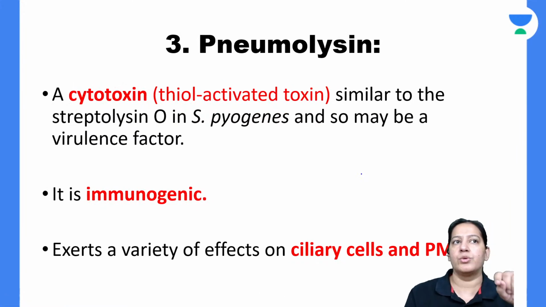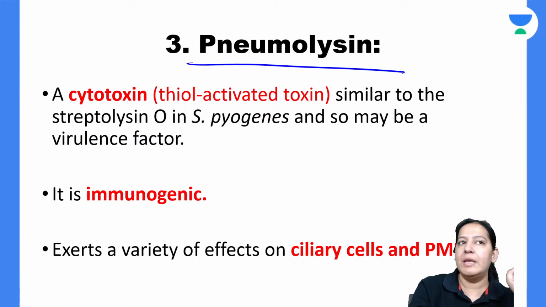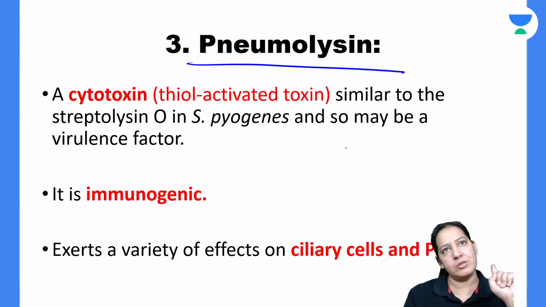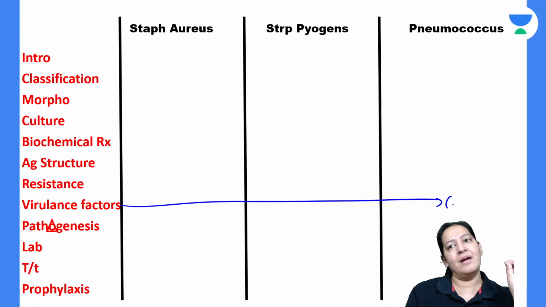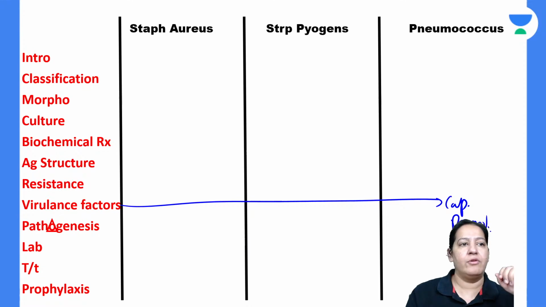There is a toxin also. The name of the toxin is Pneumolysin. It is also required for causing disease, right? So in the virulence factors, you mainly learn the capsule and the toxin Pneumolysin. Right, that's it. Pathogenesis.